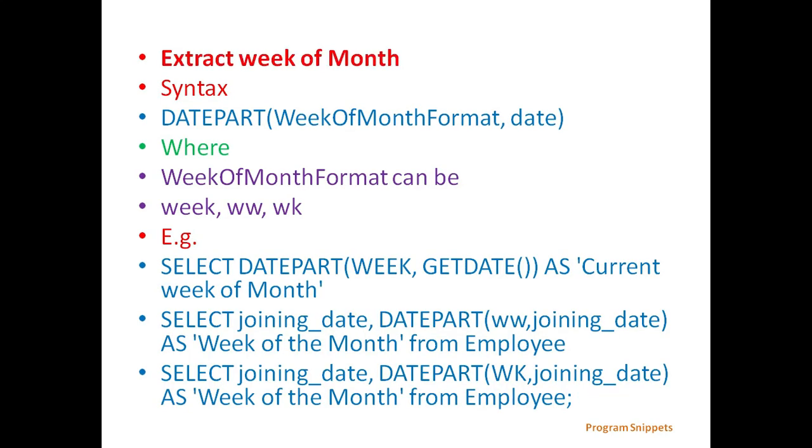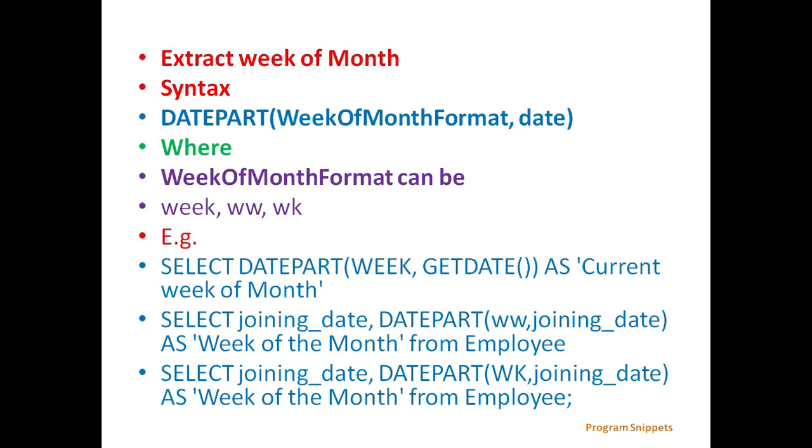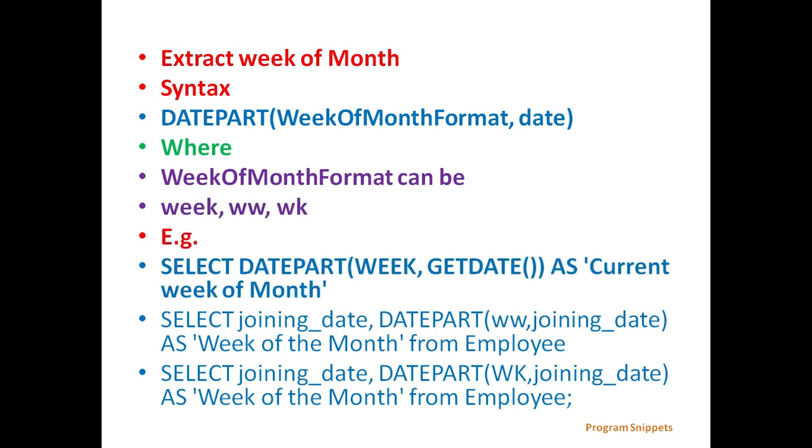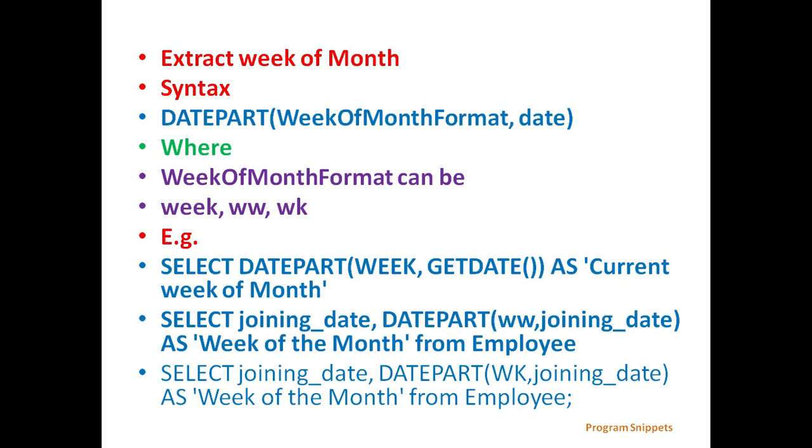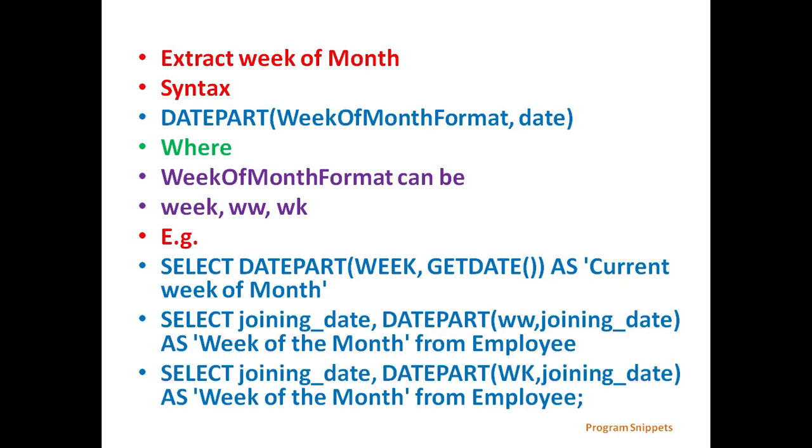Next is extract week of month. General syntax is DATEPART with parameters week of month format and date, where week of month format can be week, ww or wk. For example, SELECT DATEPART with parameter week, GETDATE() will get the current week. We can use it with the employee table also. So SELECT joining date, DATEPART(ww, joining date) will return the week of the joining date for the employees. We can use wk also to extract the week.